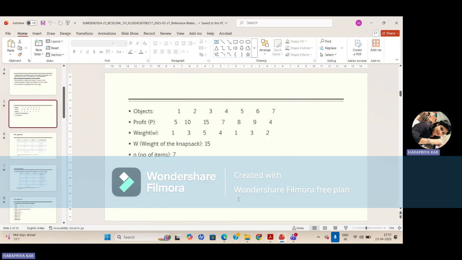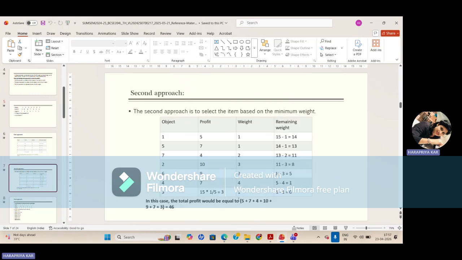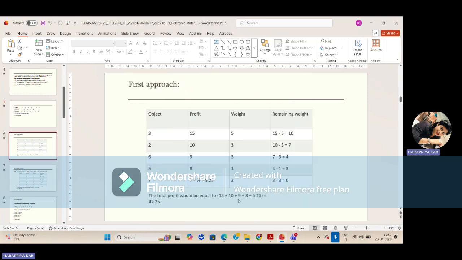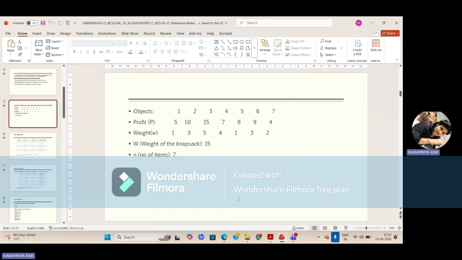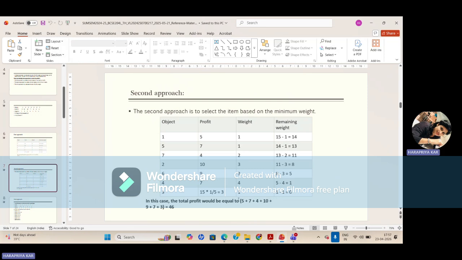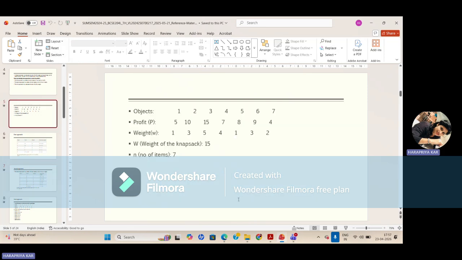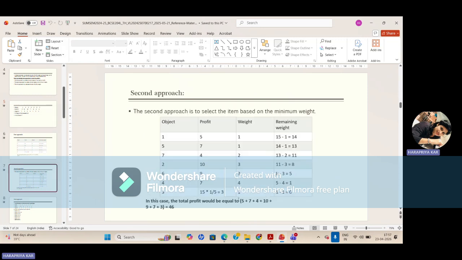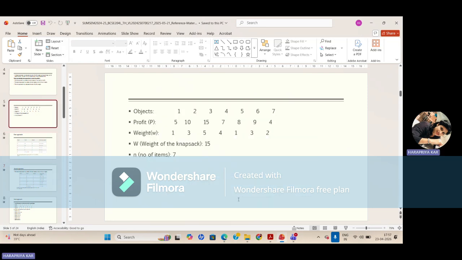The next one is 6, and 6's weight is 3. Then the next one is 4, and 4's weight is 4. Then 3, object 3, weight is 5. Yeah, correct. So at last we have to calculate the remaining weight.